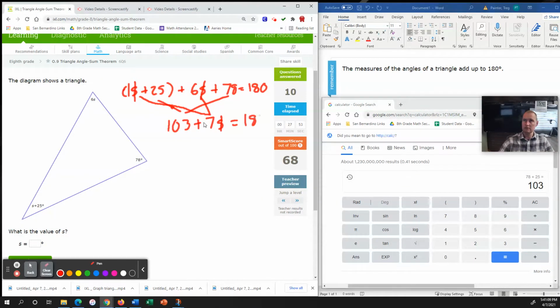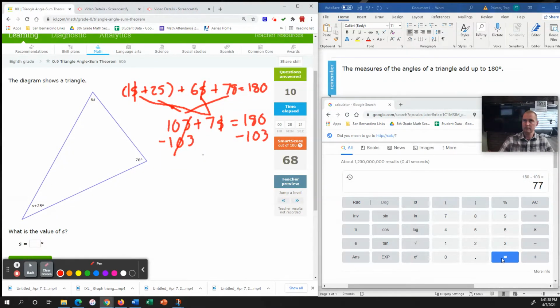Equals 180. Now we're pretty much back to where we were before. So a little bit trickier, but just combine like terms. And we're good. All right. Minus 103 on both sides. Minus 103, minus 103. So 180 minus 103 is going to give us 77.